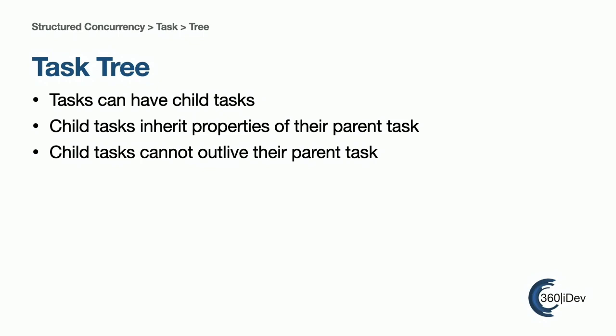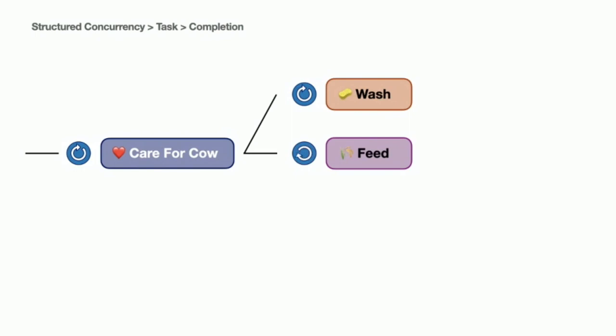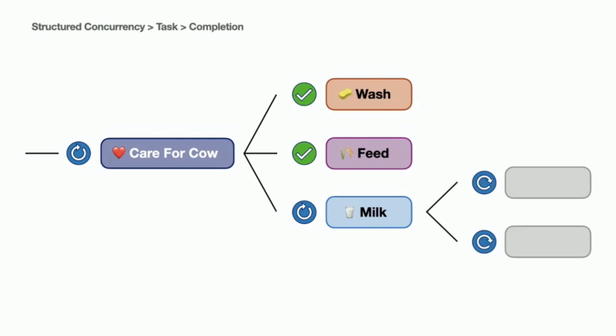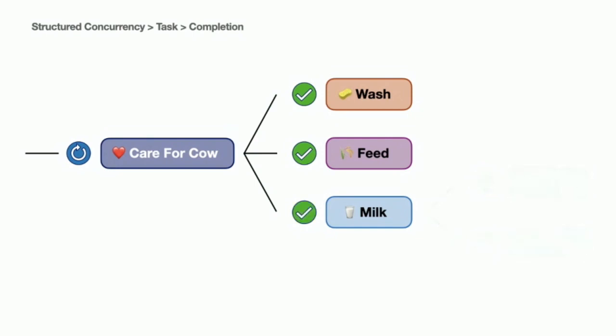And let's look at completion first. So we'll start with our function here, care for cow, and you may recall we have 3 child tasks that spin off. And a couple of them complete relatively quickly. But if we look inside of the collect milk function, we'd see that it itself spins off a couple child tasks. Now, only once both of those are complete can the task in which collect milk is running also complete. And now that all 3 of those child tasks are complete, care for cow, that task can complete as well.